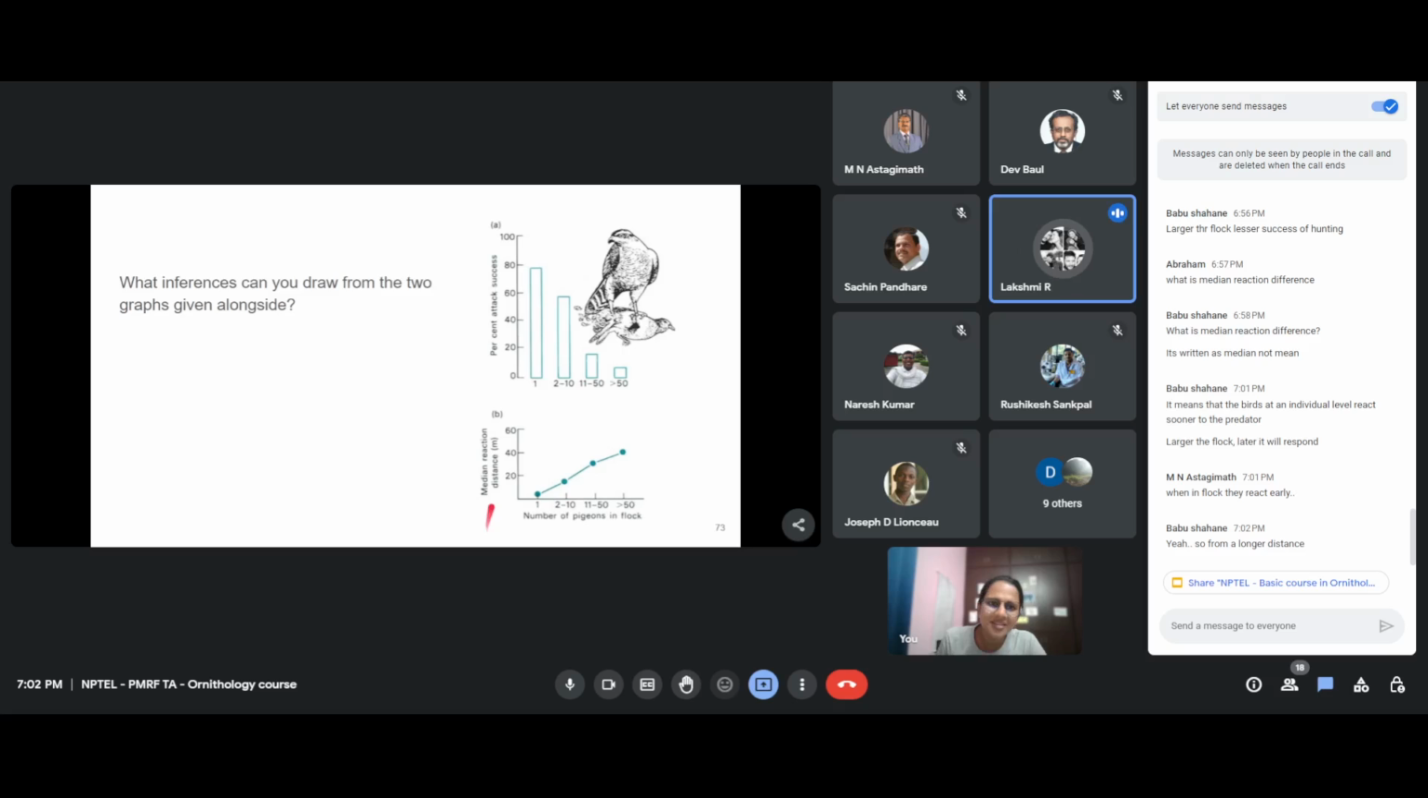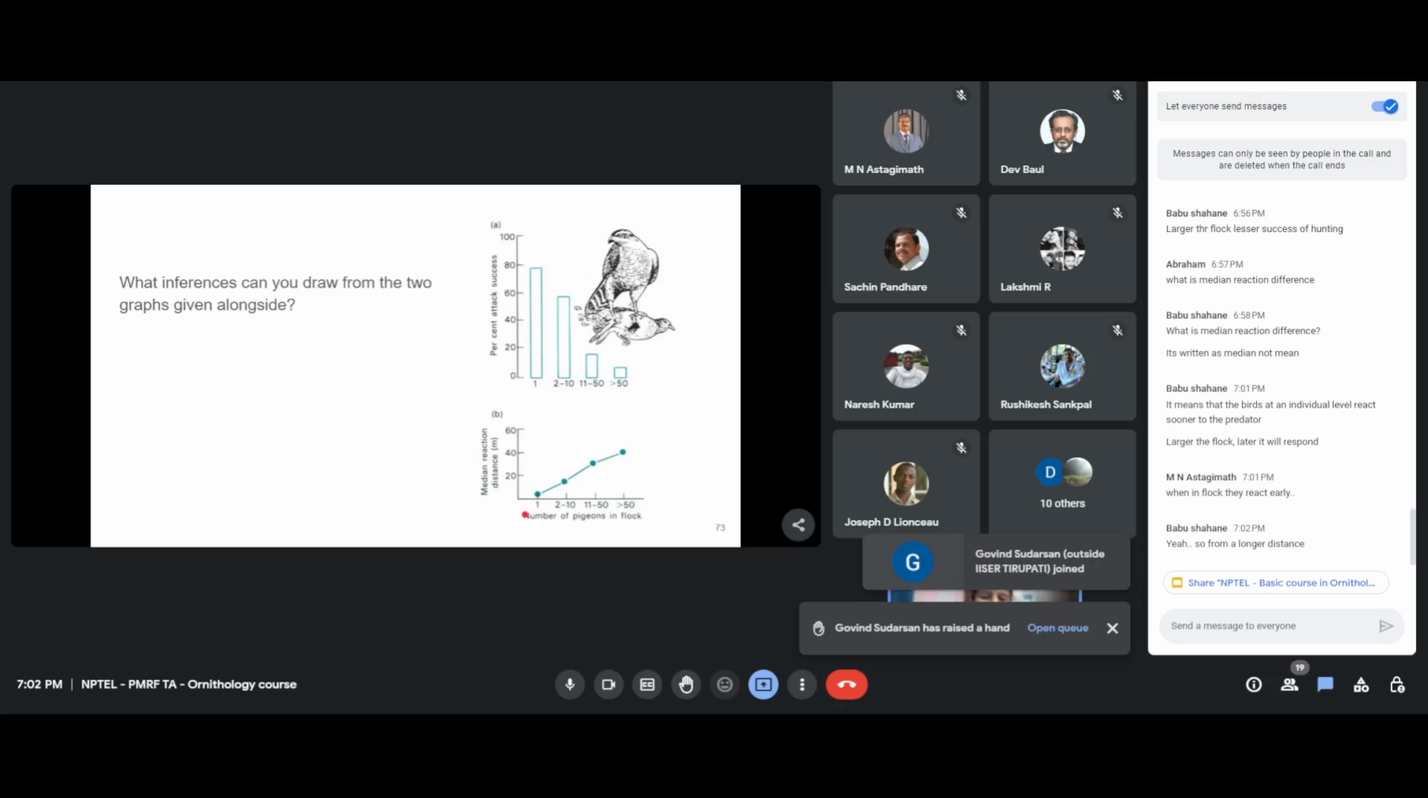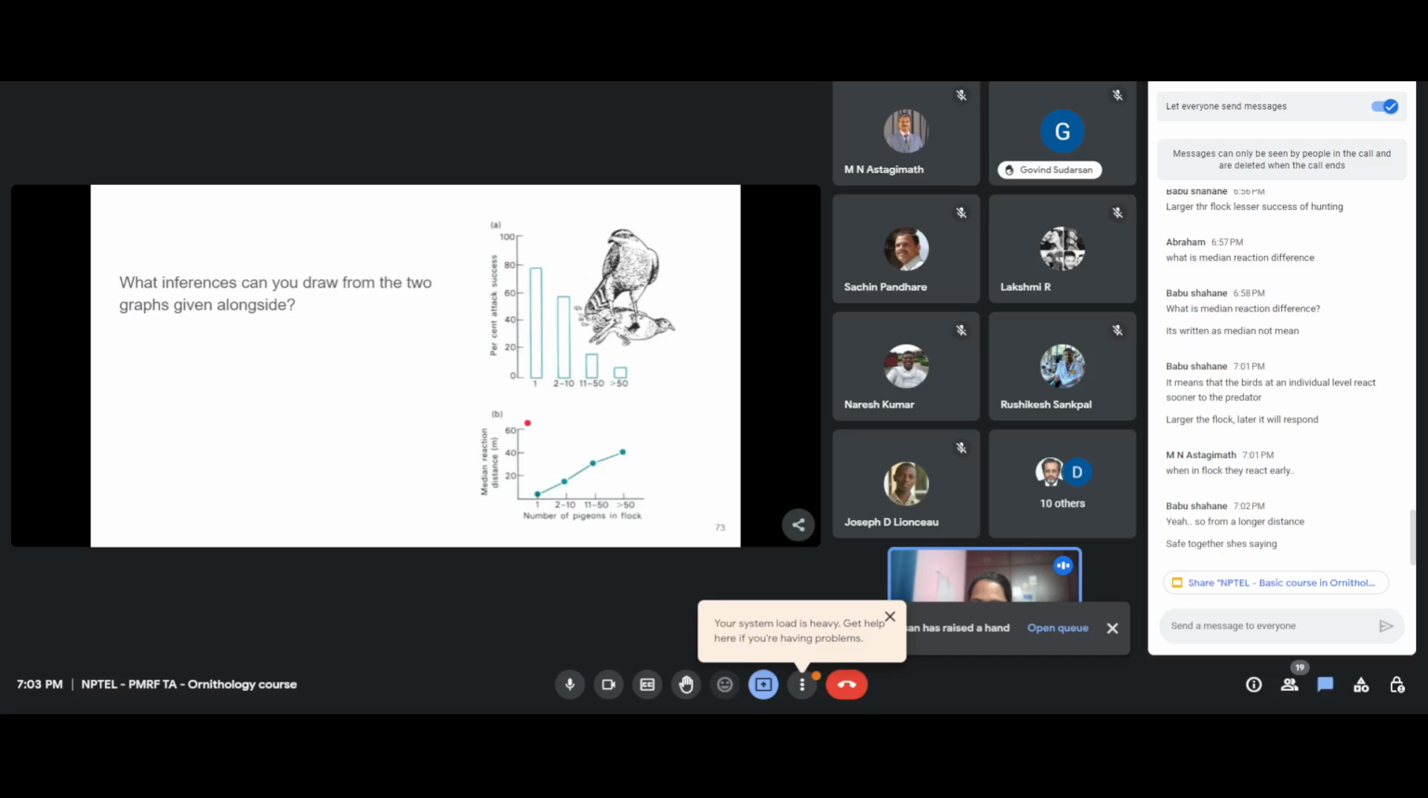Okay, I'm also not sure, but I'm going to use this. Can everybody see this pointer? Yes, ma'am. Okay. So here we have the number of pigeons in a flock, right? You have 1 to 50, and then you have median reaction distance, which is ranging from 0 to 60. Now, as you can see out here, as flock size increases, median reaction distance also increases, right? Safe together hypothesis. Oh, okay, sure. So when you are in larger numbers, you react.